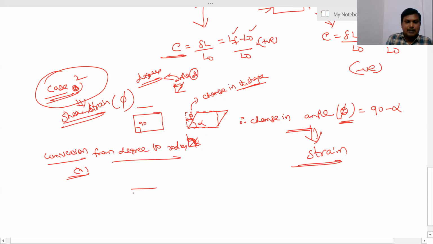For example, I am taking this member. Initially this is 90 degrees. When applying the force, it changes like this.